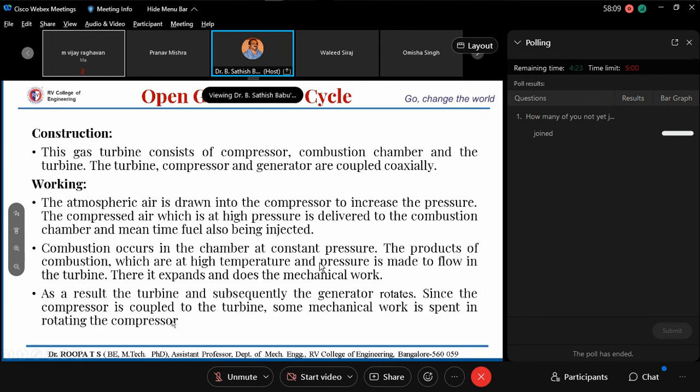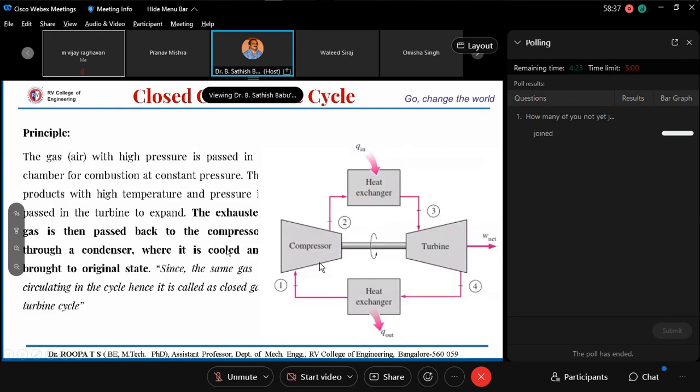Since the compressor is coupled to the turbine, some mechanical work is spent in rotating the compressor. Okay. So to compress that fresh air which is taken from the atmosphere, the compressor needs some energy input, no? So that energy input is provided from the energy that is generated at the output. Okay, so that is why they are coupled on a single shaft. Okay, so this is the working of this open cycle gas turbine.